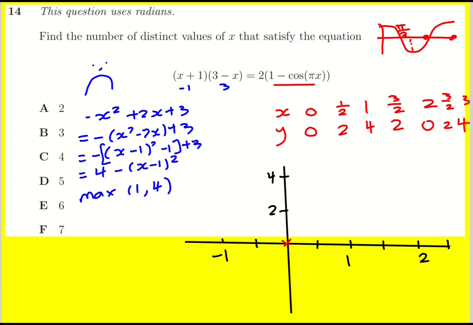So let's start with the red curve to start with. We've got 0, 0. We've got a half, 2, 1, 4. And then back to 2, 2, 0. And I didn't do any minuses, but I can see it's going to be carrying on up like that. Then the blue curve, we know the maximum's at 1, 4, so they're going to touch here. And then it's going to hit the axis at -1 and at 3, so there.